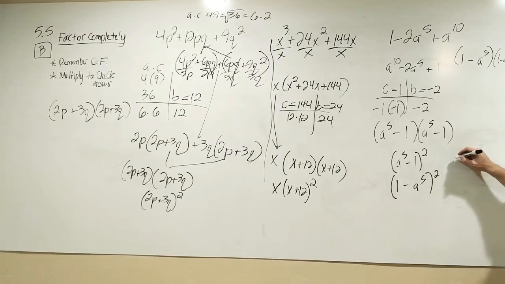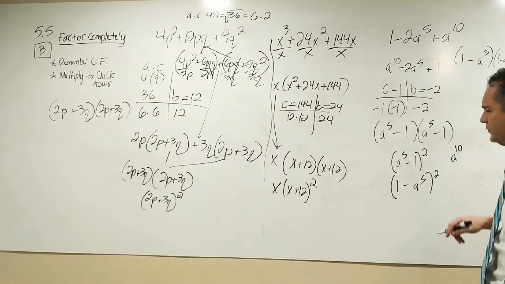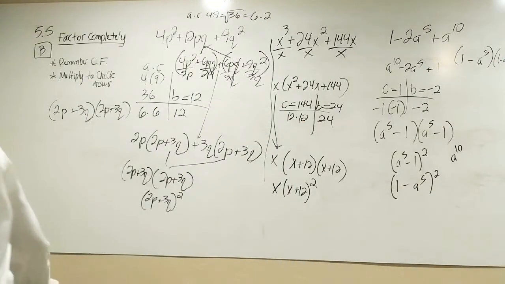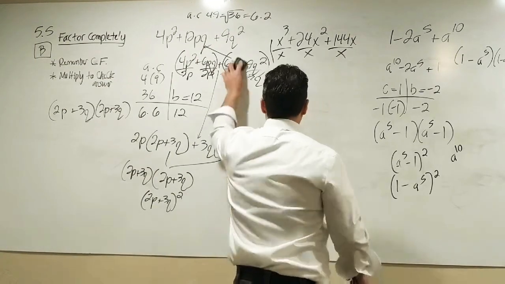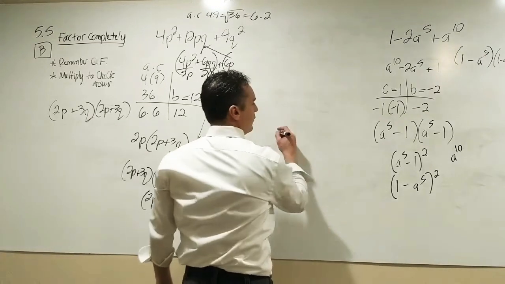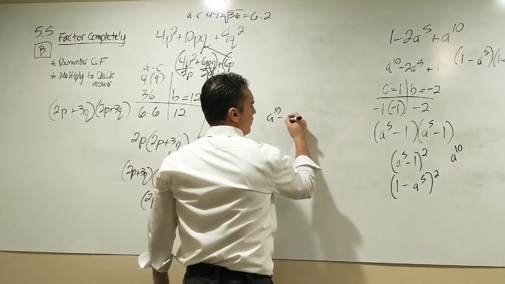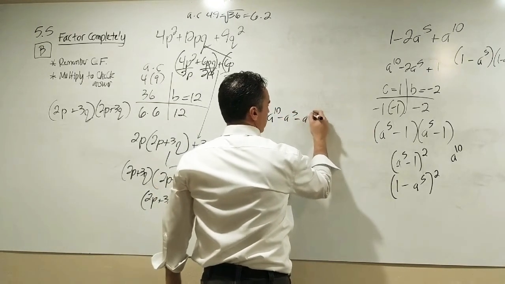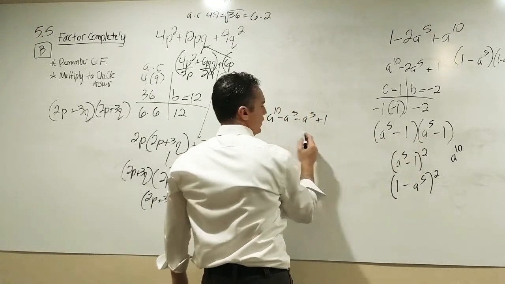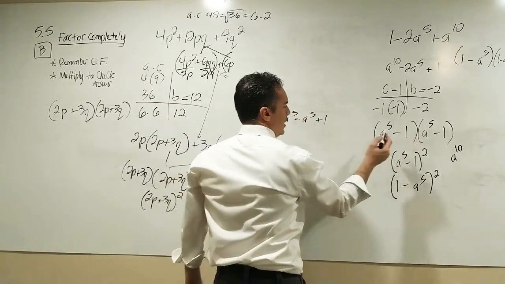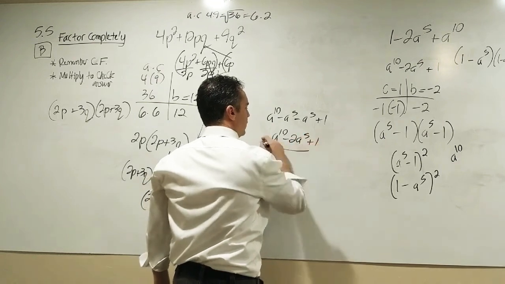A to the 5th times a to the 5th will be a to the 10th. And so if we take this really fast here, let's do this real quick. I'm actually going to erase the previous problem here and show you this real quick. Okay, if we have a to the 5th minus 1 times a to the 5th minus 1, that's going to be a to the 10th minus a to the 5th minus a to the 5th plus 1. Okay, a to the 5th times a to the 5th is a to the 10th, a to the 5th times negative 1, negative a to the 5th, negative 1 times a to the 5th, negative a to the 5th, and negative 1 times negative 1 is positive 1, which makes a to the 10th minus 2a to the 5th plus 1. Look at that. Whoa, it's magic.